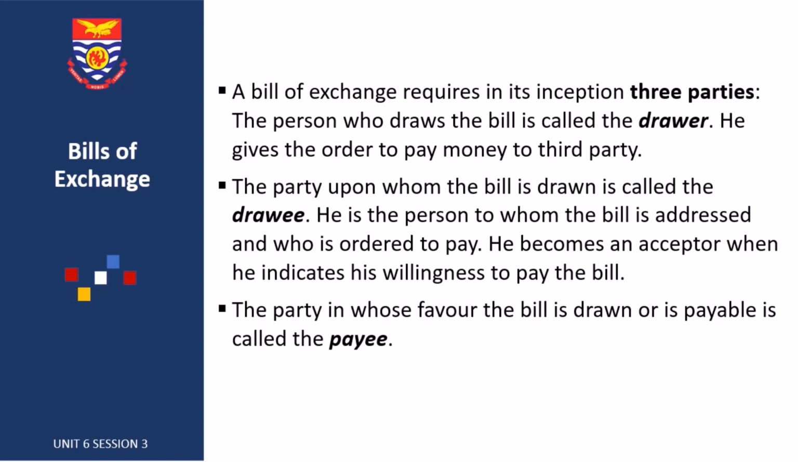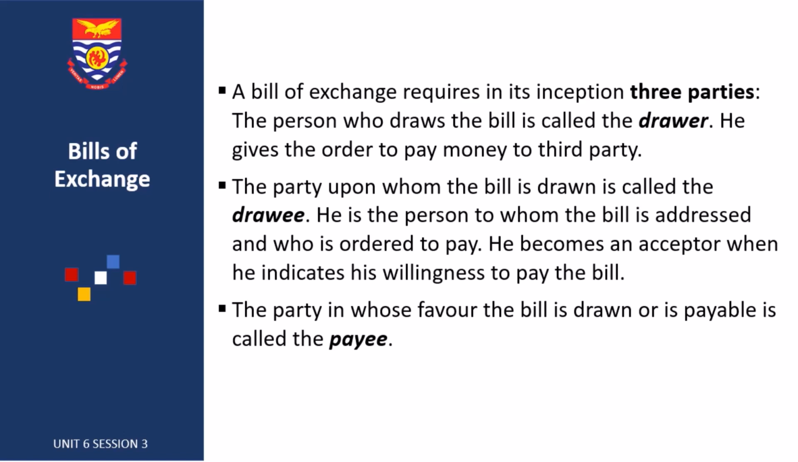He gives the order to pay money to a third party. So the third party upon whom the bill is drawn is called the drawee. So the money should be paid to this person, that's a drawee. The party upon whom the bill is drawn is called the drawee. So he's the person to whom the bill is addressed, the person that the bill is addressed to and who is ordered to pay.